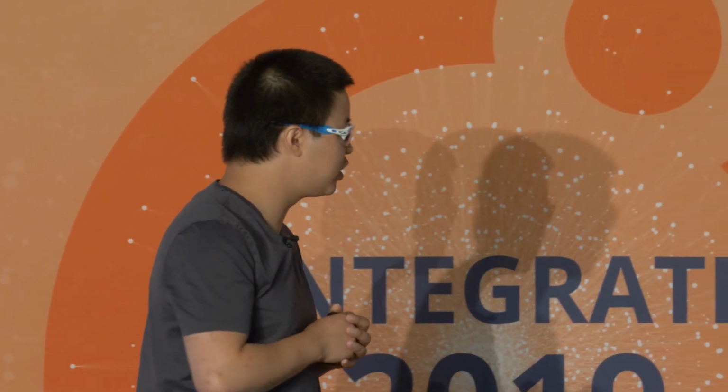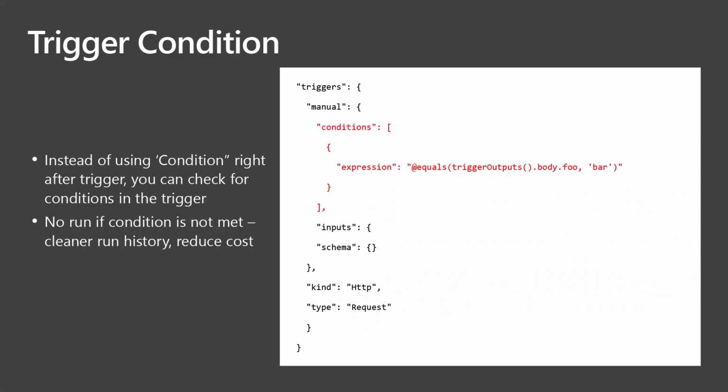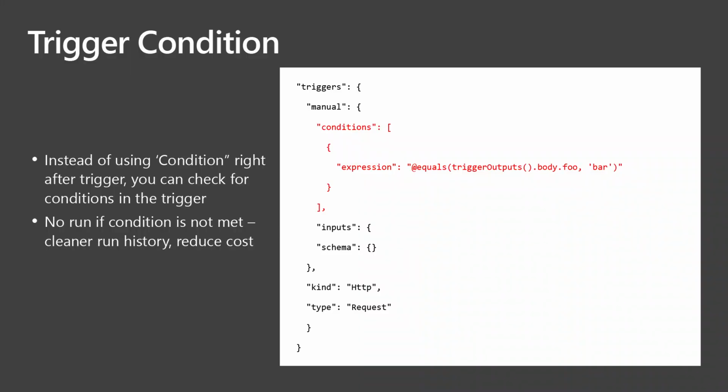Trigger condition. This is the first one I want to talk about. Now, when you build an event-driven logic app, say I'm building a logic app that's triggered by a file system whenever a new file is added, you may not want to monitor and process all the files. You may only care about files with a certain prefix, for example. If you're building a logic app that is triggered by an Outlook email, you may only care about the email that's coming from your boss and not everyone else. So you can do that today. You can use the condition action, right? You have the trigger, you add an action right after that, and that works.